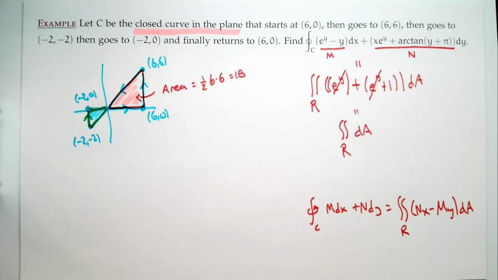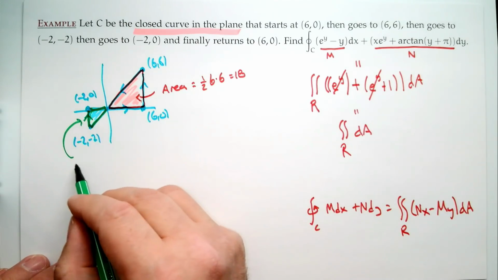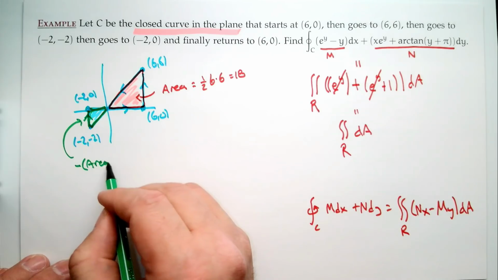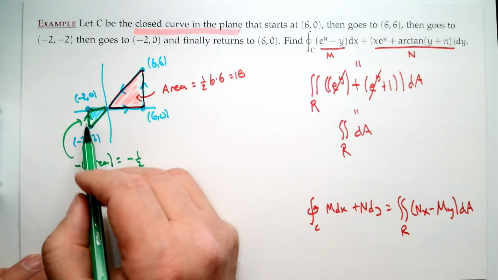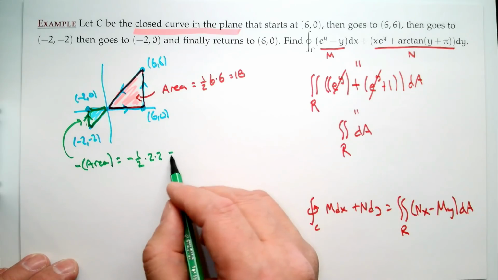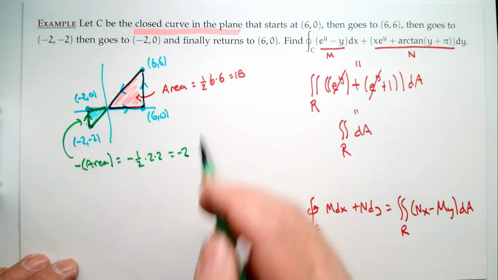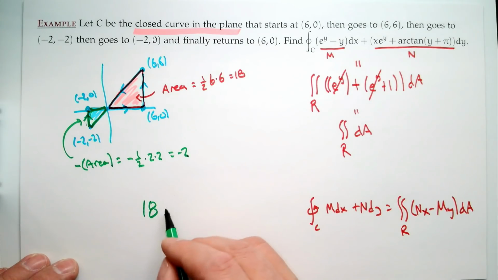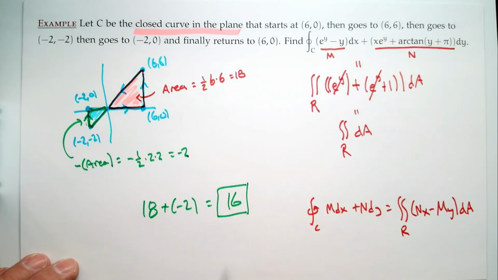So here, we're not going to get area. We want minus the area because the orientation is off. So we want minus 1/2, and it's a triangle with base and height 2. So we get minus 2. Now we just put these two together. It's going to be 18 plus negative 2. Final answer, 16. So pay attention to orientation.